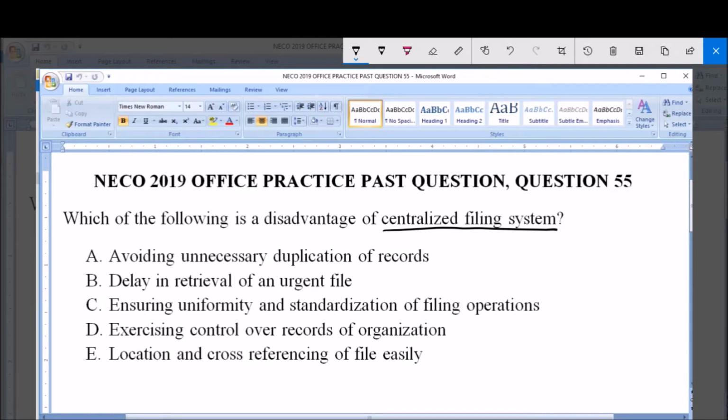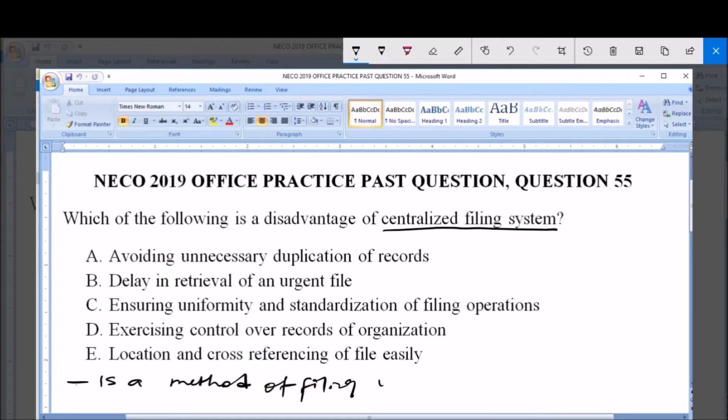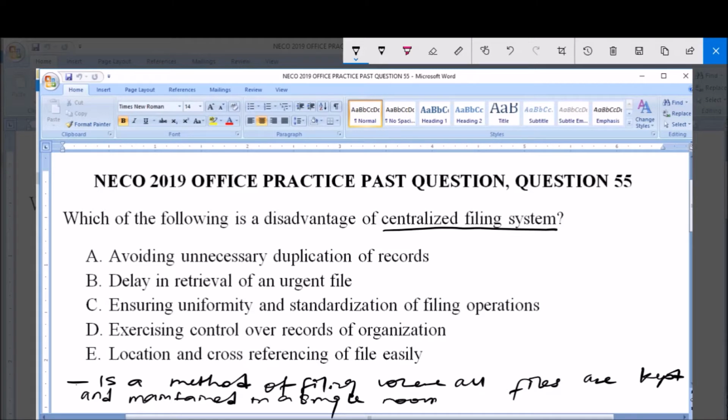Now, centralized filing system is a method of filing where all files are kept and maintained in a single room or office, and messengers come from other departments to get them.